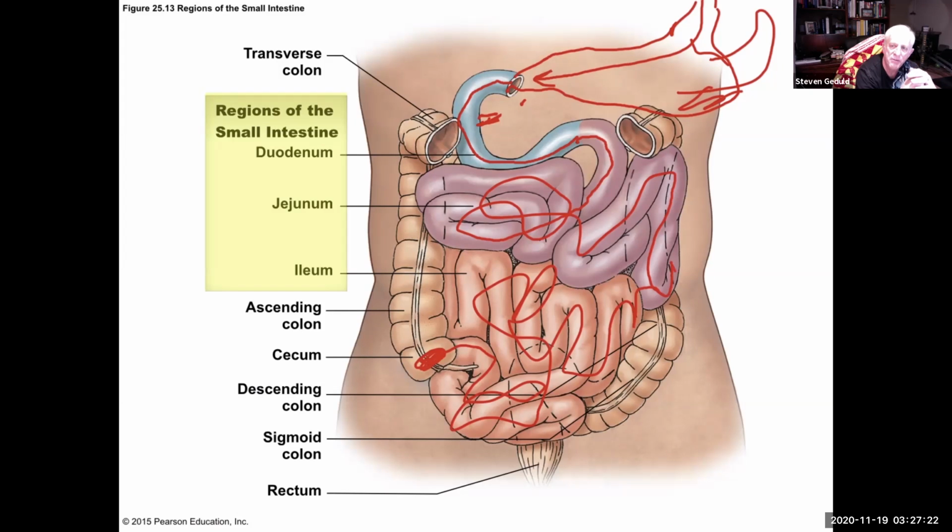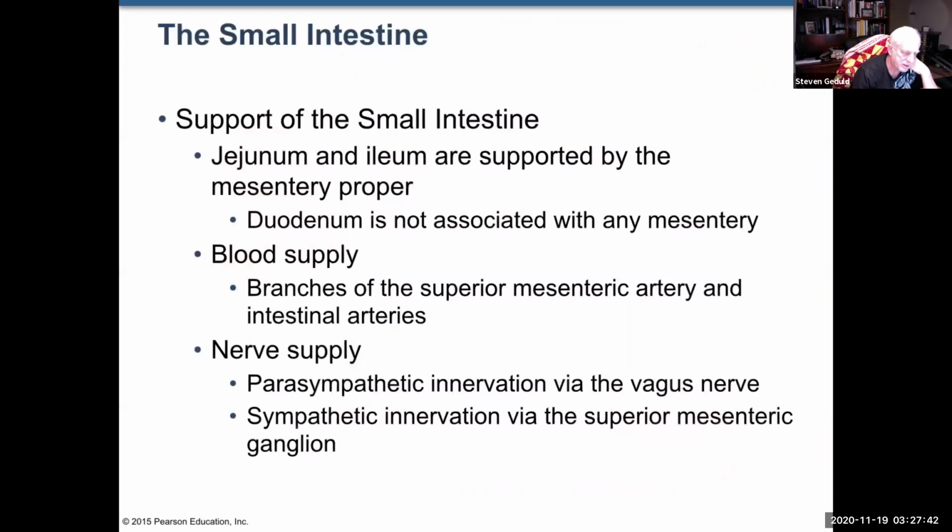The duodenum receives food from the pyloric opening of the stomach. The duodenum goes into the jejunum, where most of your digestion and absorption occurs. Your jejunum goes into the ileum. Everything travels through the ileum, and the ileum goes into the cecum of the large intestine. Perfect.